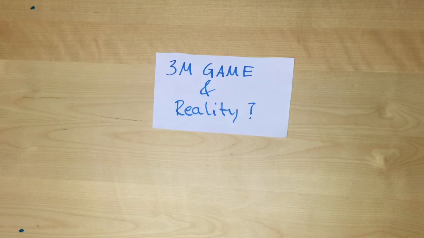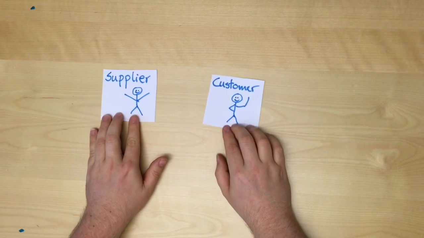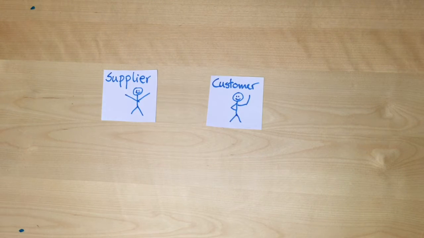Okay, so this demonstration will be about the 3M game and the connection to reality. We can imagine a situation where we have a customer and a supplier. And this is the simplest case of a customer-supplier relationship. In reality, we can of course have many customer and supplier situations in chains or even in parallel flows. But this is enough to demonstrate the principle that this exercise aims to address.